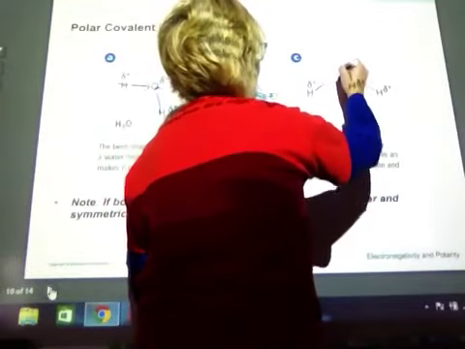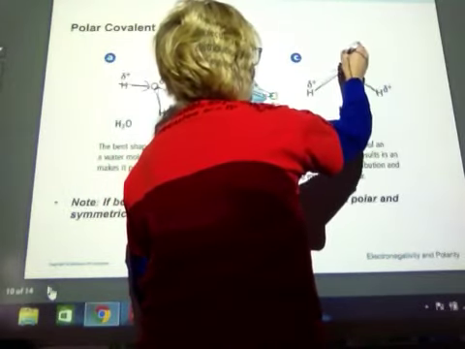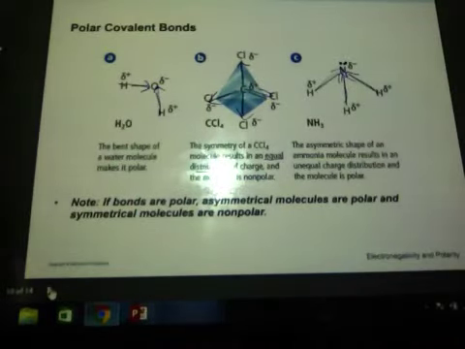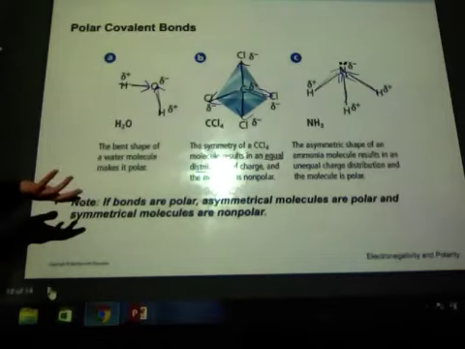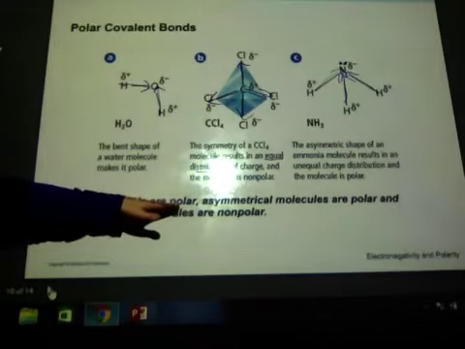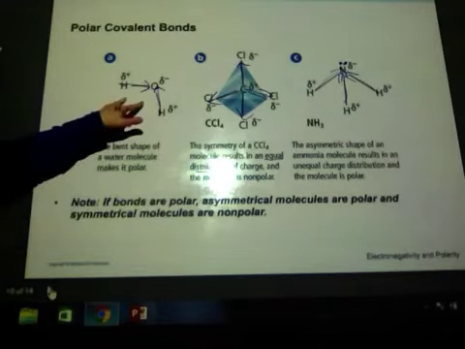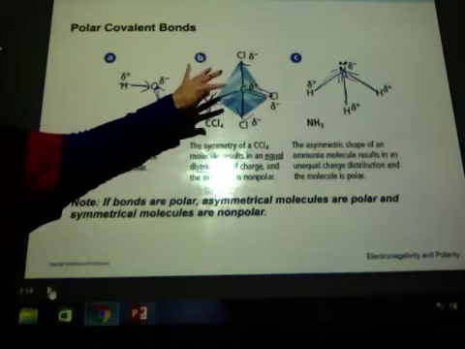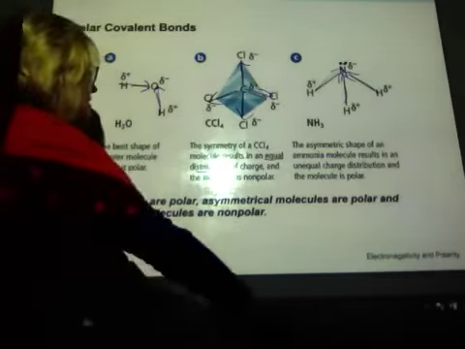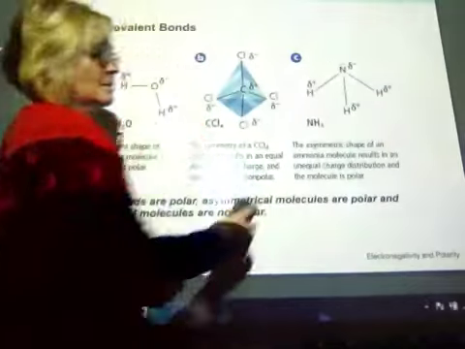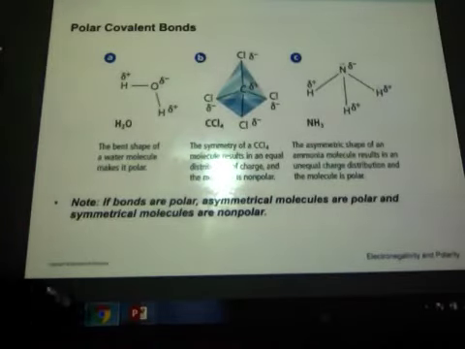Here, these are all going to go this way. Plus, I have 2 electrons there. Austin, is that balanced evenly? No. So that would be a polar molecule. So the shape is very important. If the bonds are polar, any molecule that's not spread evenly is going to be a polar molecule. Anything that is balanced or symmetrical will still be a nonpolar molecule, even though the bonds are polar.